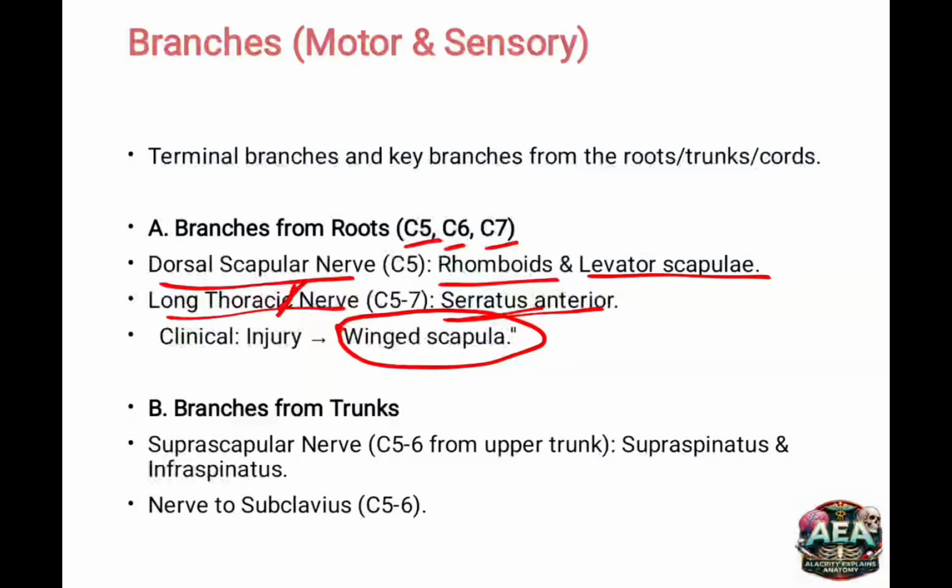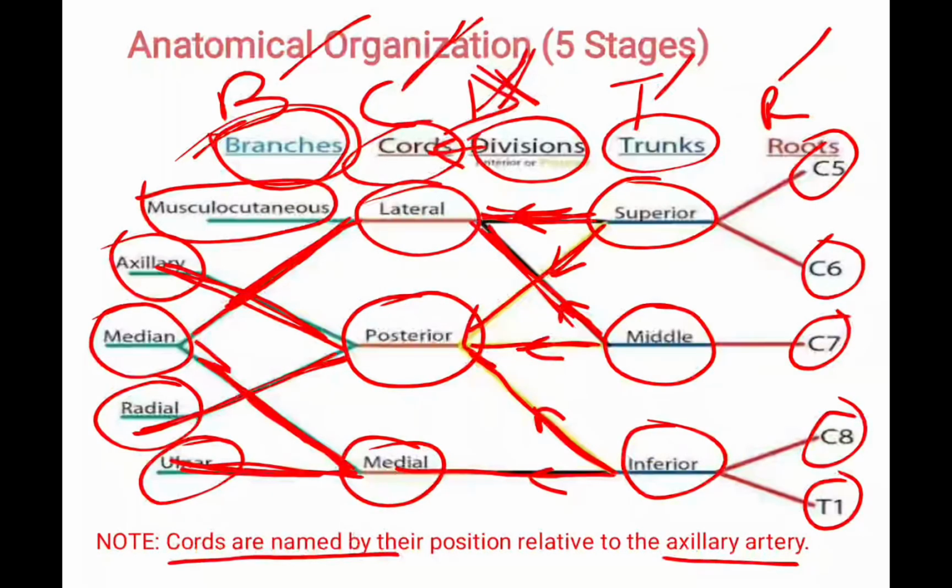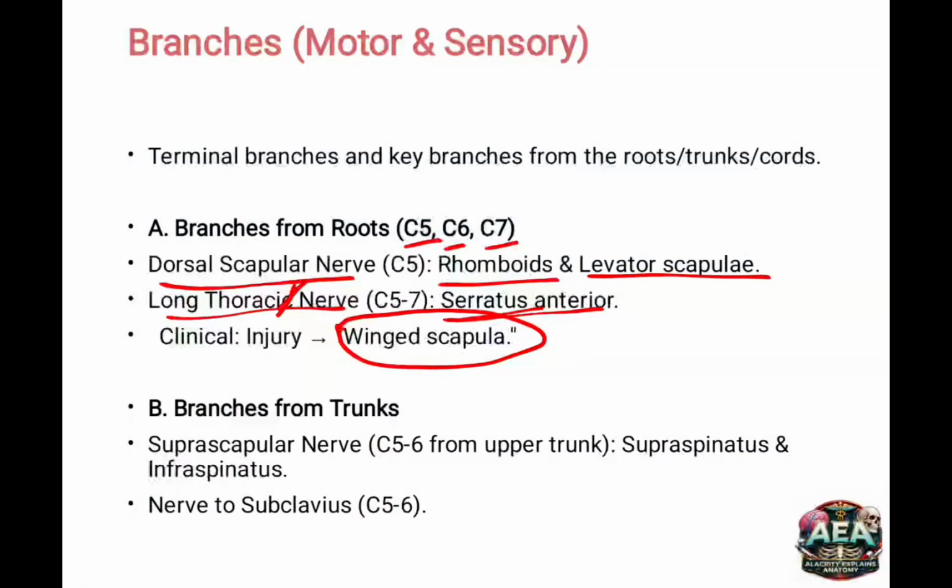Now let's look at the branches from the trunk. We are finished with branches from the roots. We have dorsal-scapular nerve and long thoracic nerve. Dorsal-scapular nerve is root value C5, while long thoracic nerve is root value C5 to C7. Now we have the branches that will arise from the trunk. Now let's look at branches that may arise from the trunk of the brachial plexus.